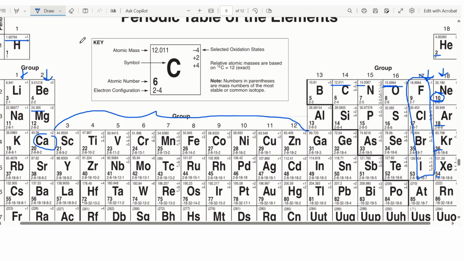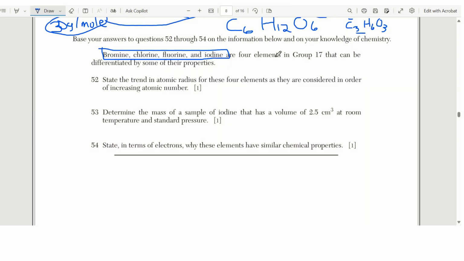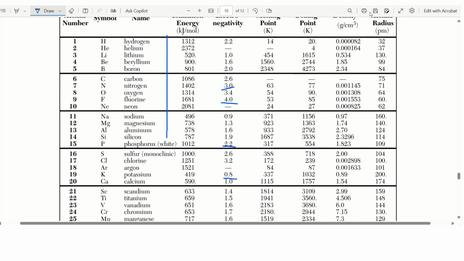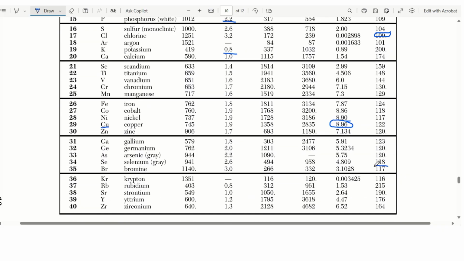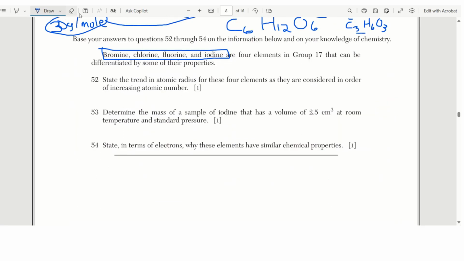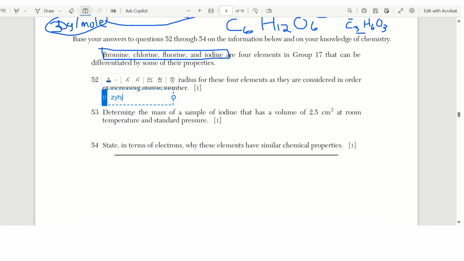So let's look up fluorine, chlorine, and bromine. So I need to go to table S. Fluorine and atomic radius is the last one. So fluorine is here, chlorine is here, and then bromine is here. So what happens to the atomic radius? The atomic radius increases.